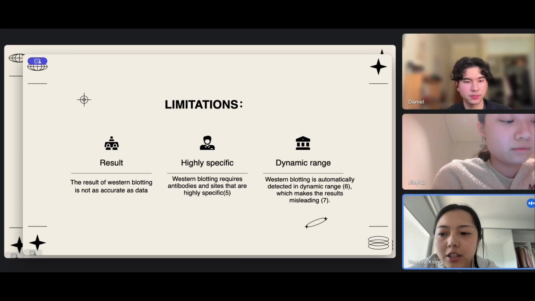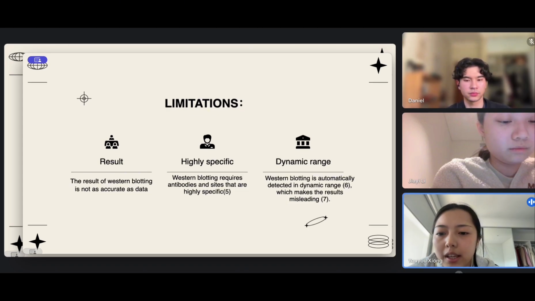For the limitation part, the Western blot used in this article still has some limitations. The first one is that the result of a Western blot is not as accurate as other data. The data produced with a Western blot is semi-quantitative. Like what we talked about in the previous findings, we use the intensity of bands to compare the samples. It can just tell us sketchy results, not exact concentration.